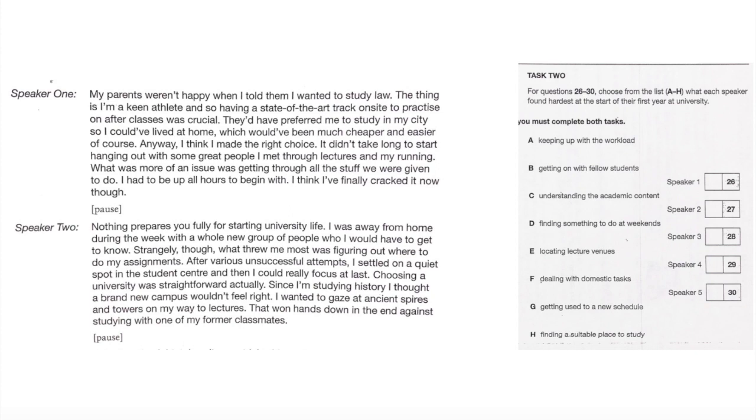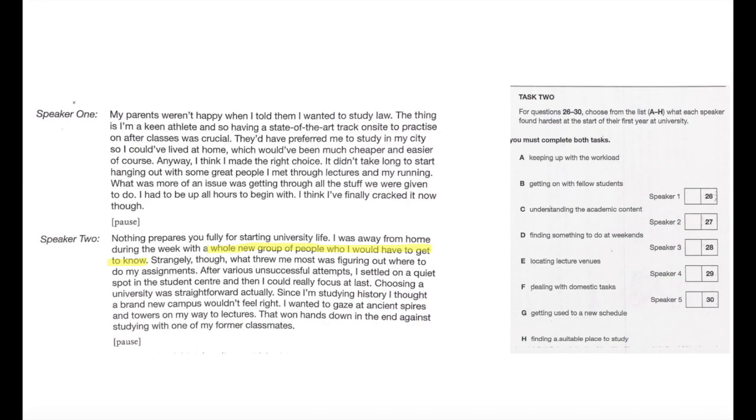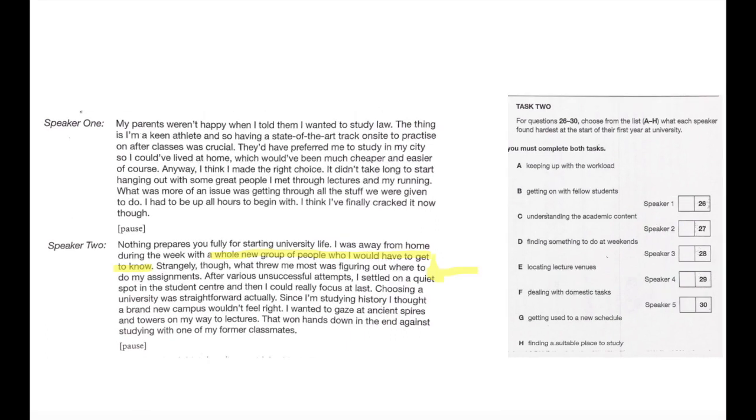If you look at speaker 2, in the second line, we read, I was away from home during the week with a whole new group of people who I would have to get to know. As a problem or something that was hard, this sounds a lot like B, getting on with fellow students or getting along with fellow students. And if you answer too quickly, then you might pick this. But you have to listen to the next sentence, which says, strangely though, what threw me most was figuring out where to do my assignments. If something throws you off, then it might confuse you or surprise you.